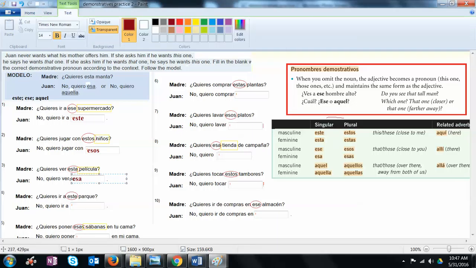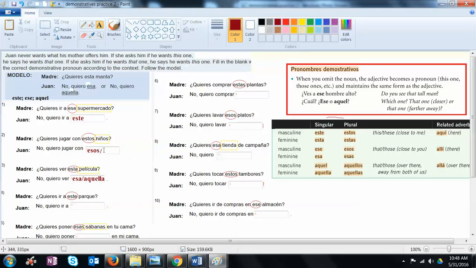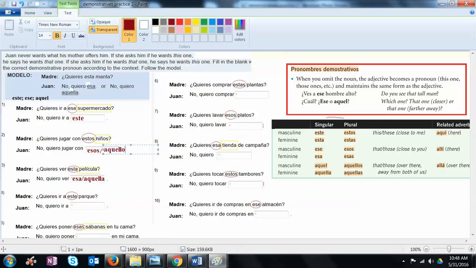And for the esa, you could put aquella here too. You tend to use aquella if you're talking about something far away. But because this doesn't tell us one way or the other, they actually translate to mean the same thing. So even here, we could have put aquellos if we had wanted to.